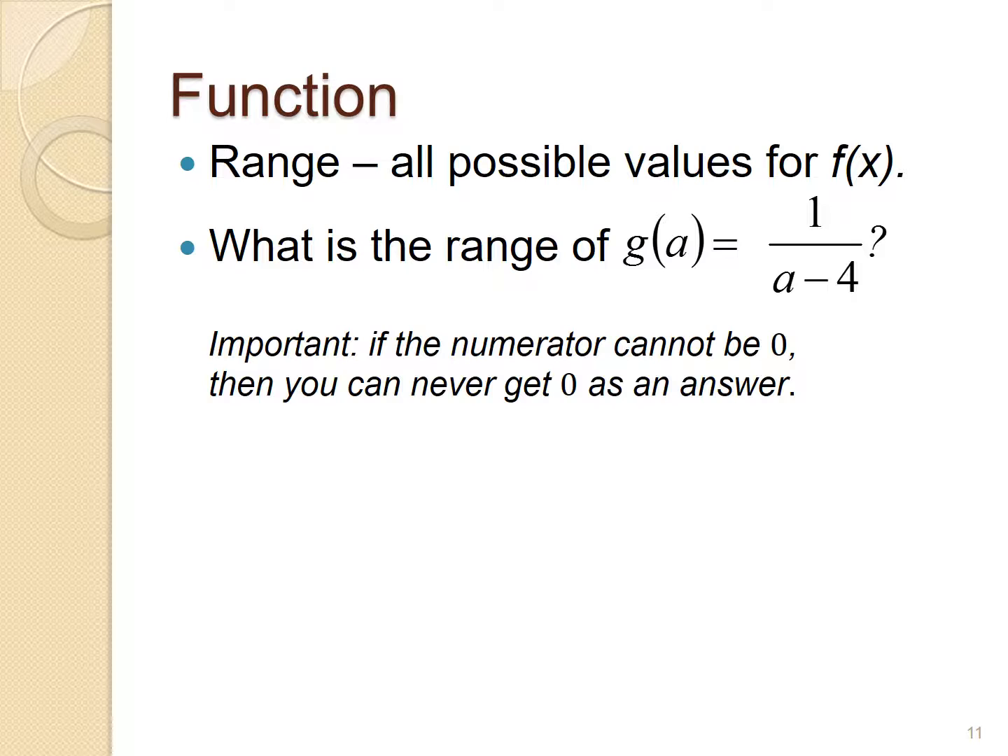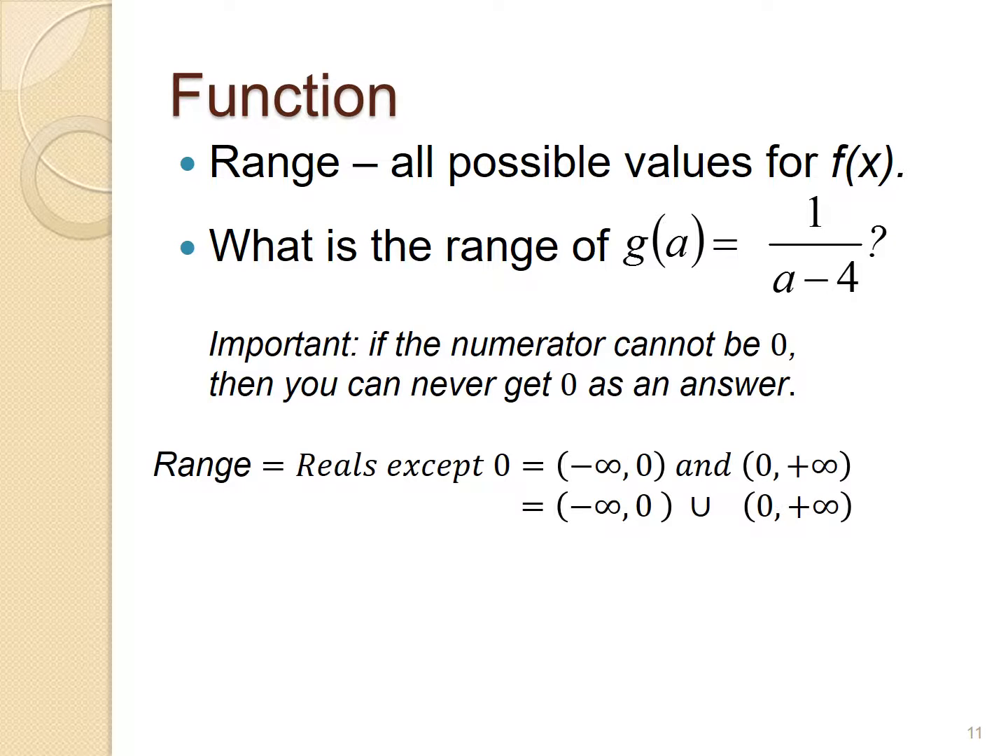So whenever we see a fraction like that, for the range, the important thing is, remember, we can't get 0 as an answer because of the 1 on top. So the range for this is going to be all of the reals except 0, from negative infinity to 0 and 0 to positive infinity. It does not include 0. The second line is just a more mathematical way to write it. You have the U, just think of it as the union, or and. You're putting things together.